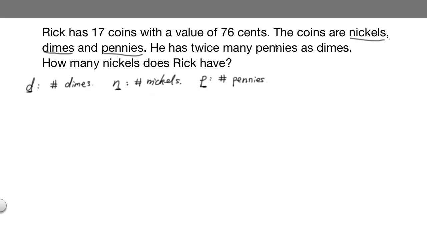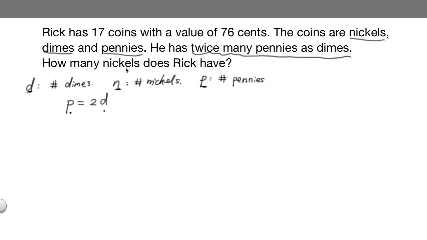Now let's look at the relationship between these numbers of coins. He has twice as many pennies as dimes. So immediately we have P equals 2D. The number of pennies is twice the number of dimes.